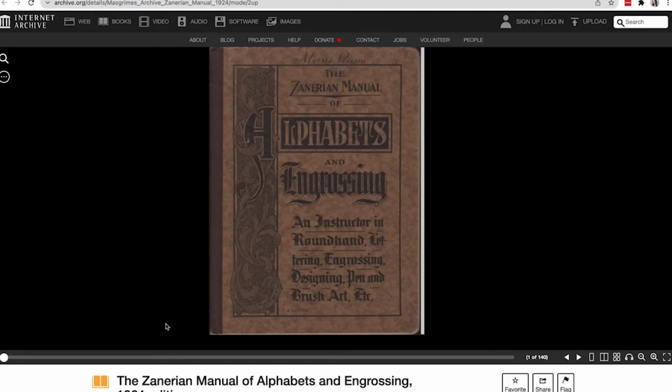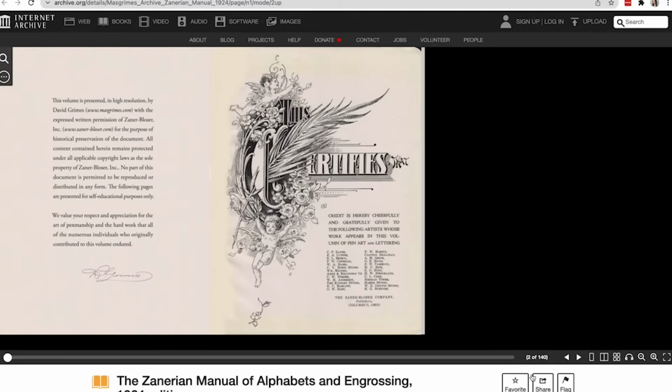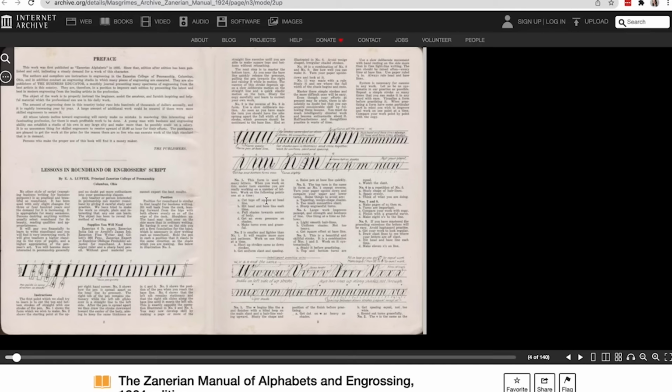Next is the Zanerian Manual. This is the 1924 edition. And in this book, this note here is referring to David Grimes. If you go to his website, he has a lot more resources. Most of these resources that I'm showing you right now, I actually found linked on his website. He is very big in the community of penmanship and preserving historical documents so that we can look at these amazing resources on the internet.